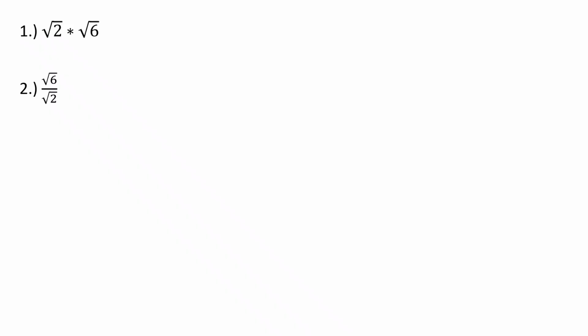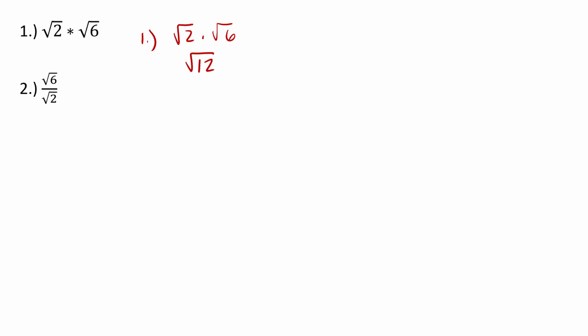Okay, so these first ones, starting off with some pretty basic multiplication and division. In the first one, we do want to look to see if we can simplify ahead of time. That's an option, but neither of these can be simplified. So we go straight to the square root of 2 times the square root of 6 is the square root of 2 times 6, which is, of course, 12.